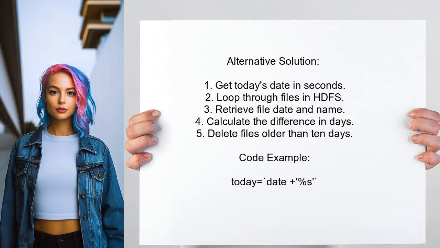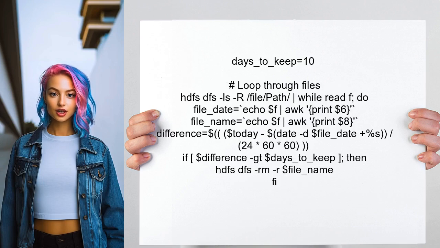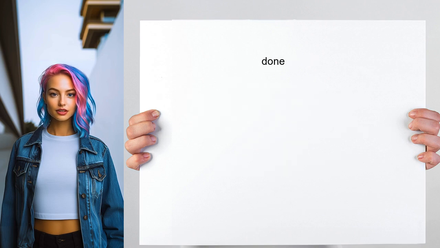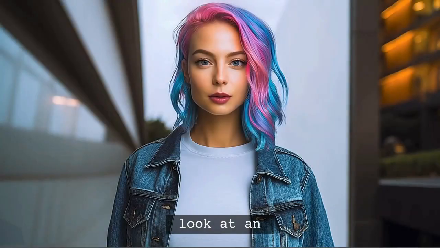An alternative solution provided by a user involves using a script to delete files older than 10 days on HDFS. The script starts by getting the current date in seconds. It then loops through the files in the specified HDFS directory. For each file, it retrieves the file's date and calculates the difference in days from today. If the file is older than 10 days, it deletes the file and outputs a message indicating the deletion. Let's take a look at an answer from another user.